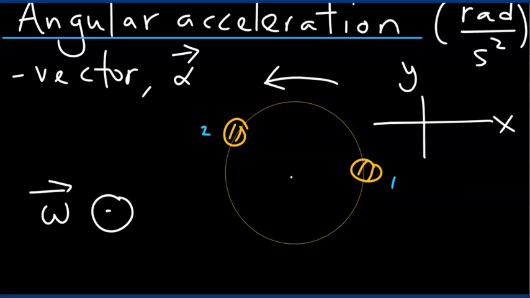So what can you say about the direction of angular acceleration? That depends on whether the object is speeding up or slowing down. Let's look at the case where the angular speed is increasing.